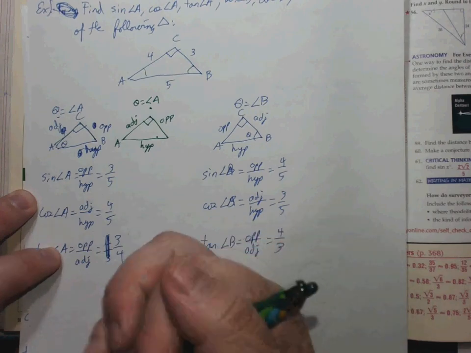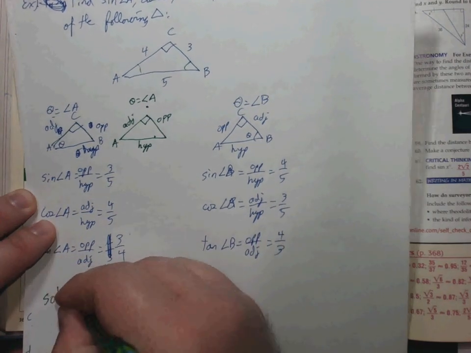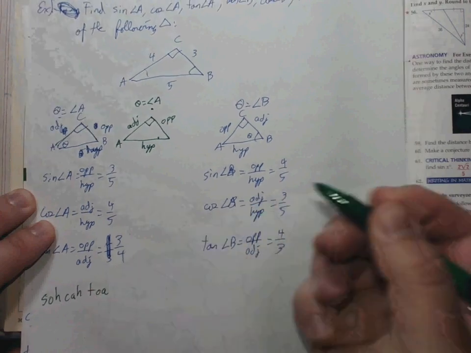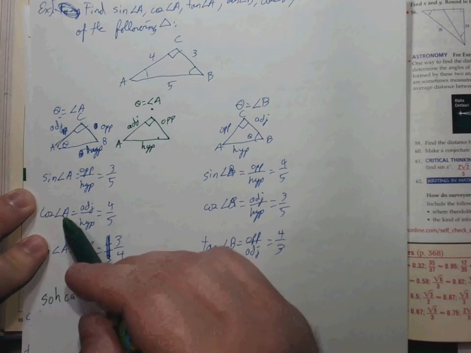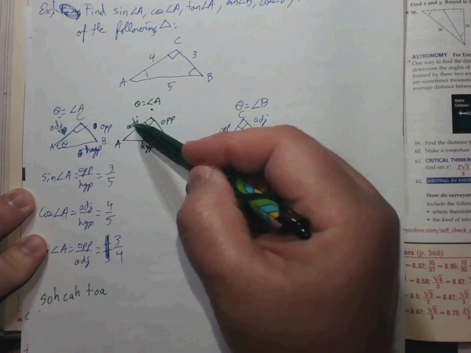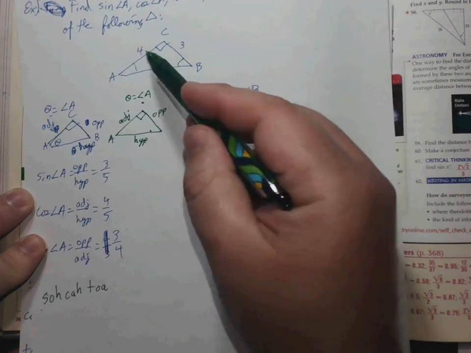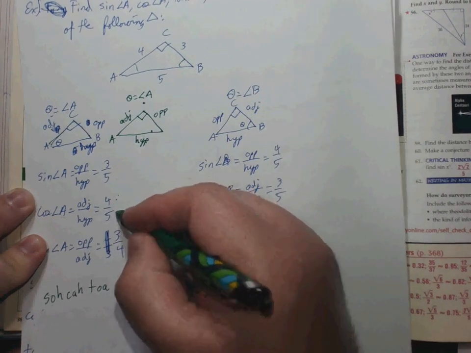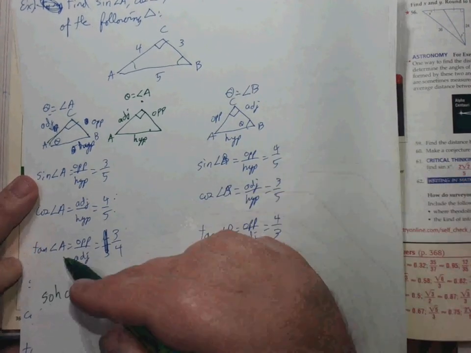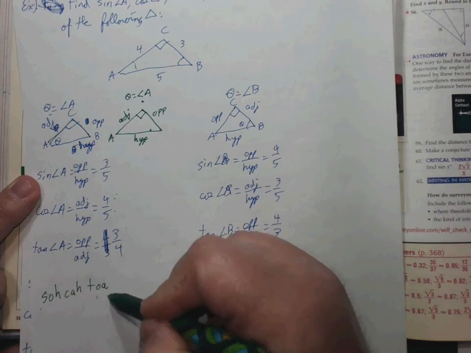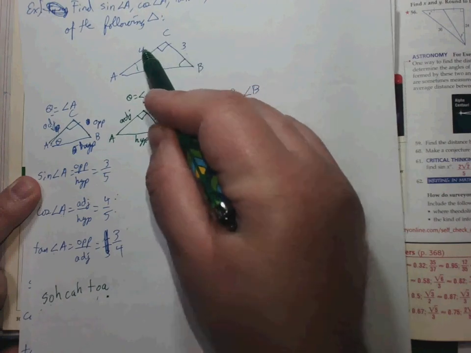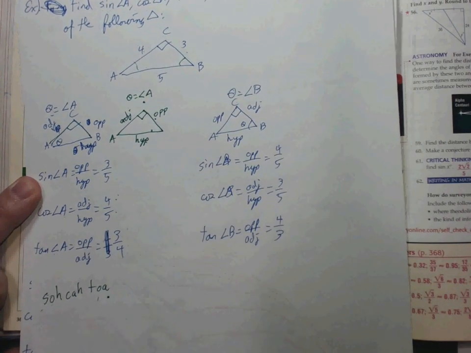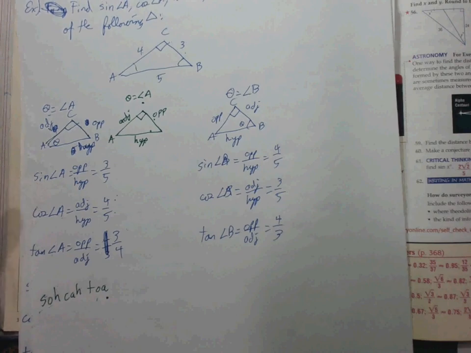Remember, SOH CAH TOA. Sine is opposite over hypotenuse. Cosine is adjacent over hypotenuse. So cosine of angle A is adjacent over hypotenuse, 4 over 5. Now tangent of angle A, tangent is opposite over adjacent. So opposite over adjacent, 3 over 4. That's all it wants. It just wants that ratio.